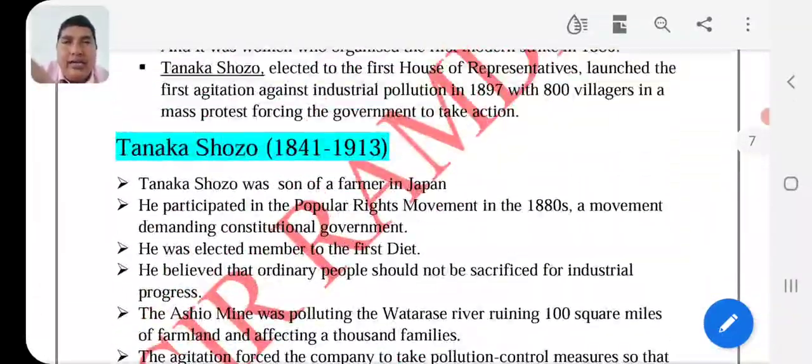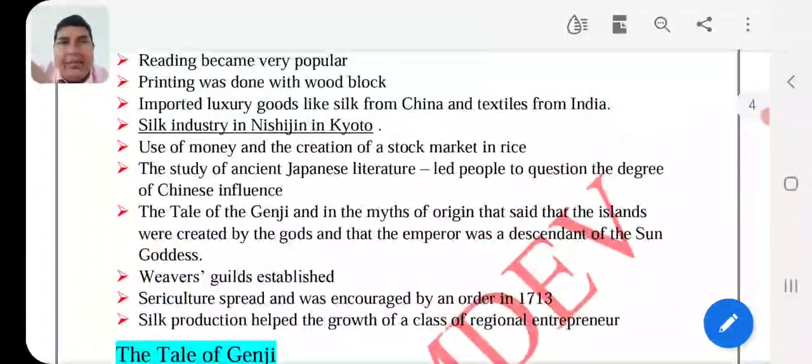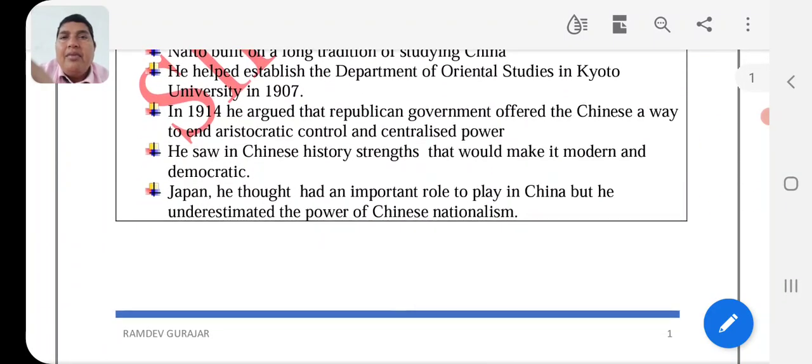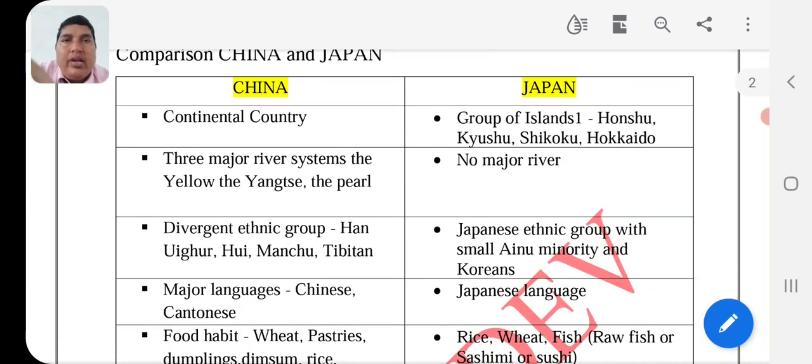After the Second World War in 1945, Japan re-emerged as a country. Now, a quick comparison of both countries. As discussed earlier, China is a continental country. Japan is a group of islands, with four major islands: Honshu, Kyushu, Shikoku, and Hokkaido. There are three major river systems in China: the Yellow River, the Yangtze River, and the Pearl River. But in Japan there are no major rivers.